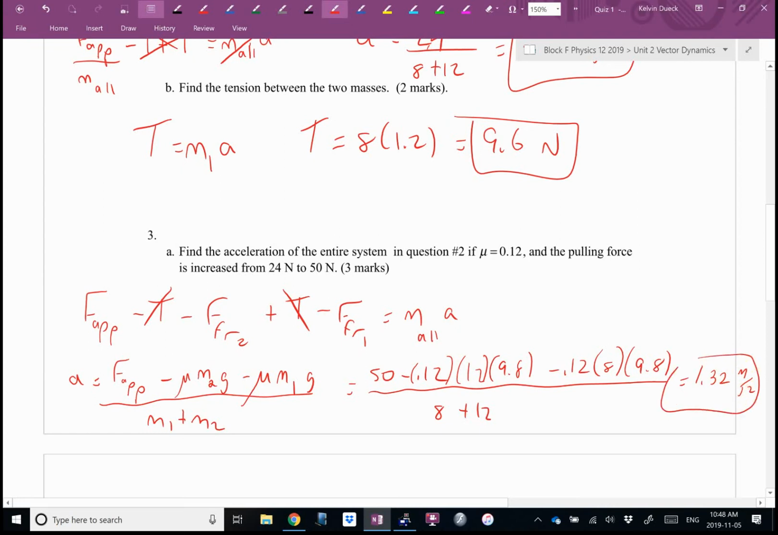If you got that right, 3 out of 3. Otherwise, I would give you 1 mark for the original equation, 1 mark for getting the A by itself, 1 mark for the answer, or something like that.